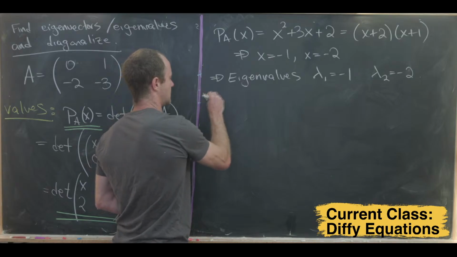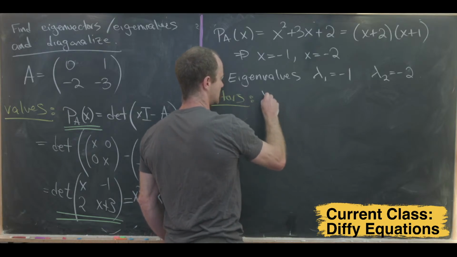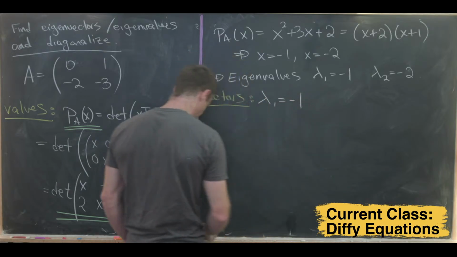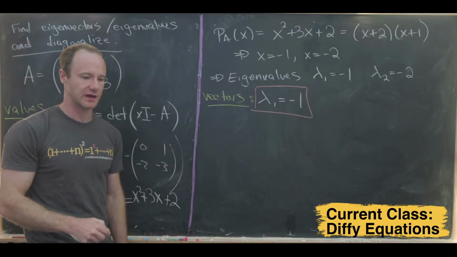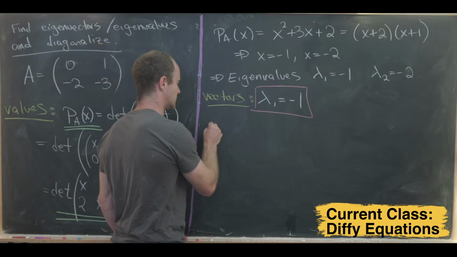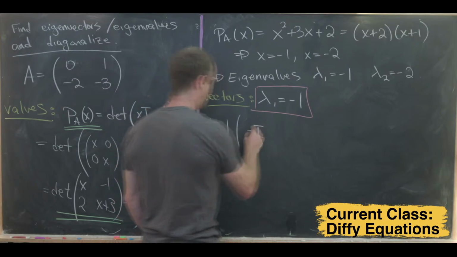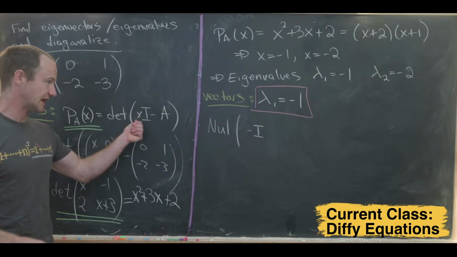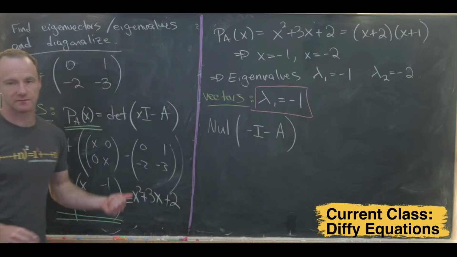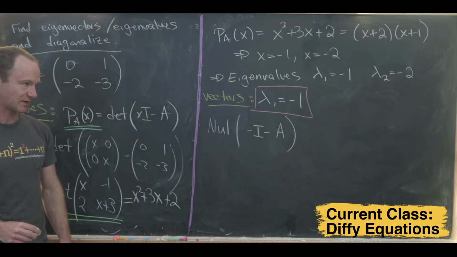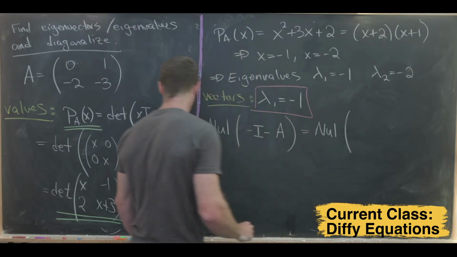Okay, so let's find the eigenvectors. Let's do lambda 1 equals negative 1 first. I'm not going through the theory here, but in order to find the eigenvectors, you want to look at a certain null space. You want to look at the null space of lambda 1 times the identity minus our matrix. But in this case, it's just the null space of minus identity minus our matrix because of the setup that we have.